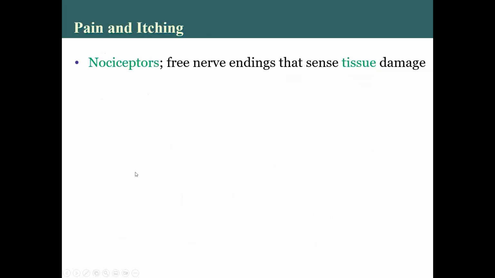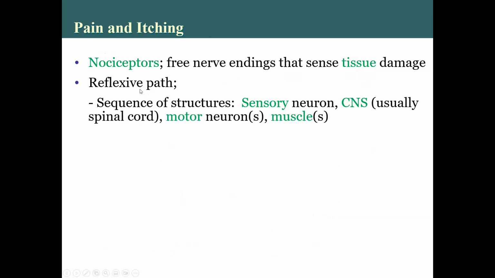All right, pain and itching. So they both stimulate structures called nociceptors, and these are free nerve endings that pick up tissue damage that we interpret as pain. What is the reflexive pathway? Well, the sequence of structures that these signals go through to allow you to have a reflex to pull yourself away from the pain is we start with a sensory neuron that transduces it into the action potentials.